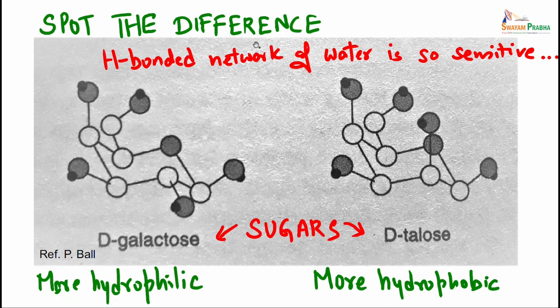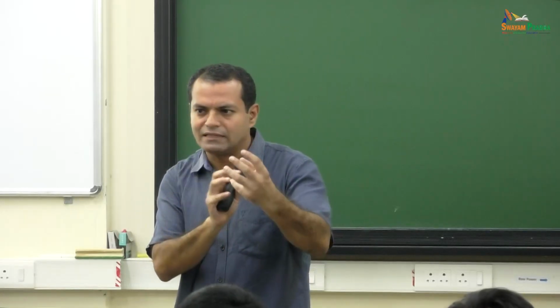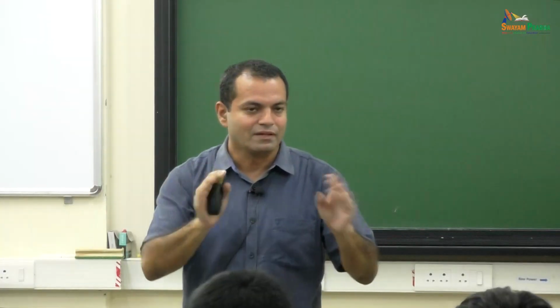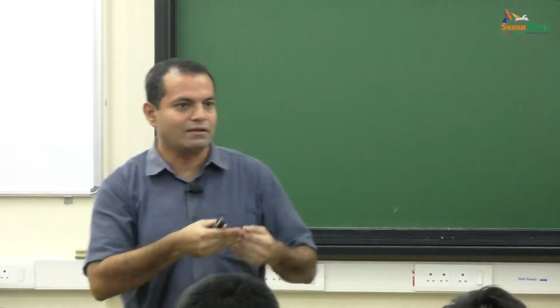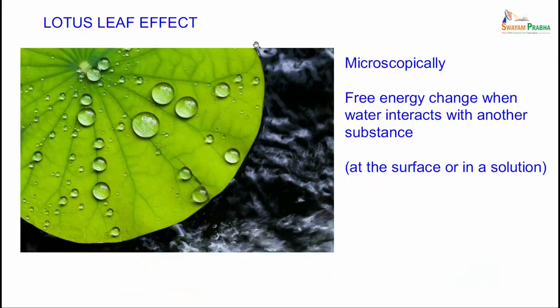Just this tiny difference in their arrangement makes one hydrophilic and the other hydrophobic. That is, the hydrogen bonding network of water is so sensitive. It forms a hydrogen bonding network all around it. In one case, the arrangement is a little different and it likes to repel. It doesn't like the arrangement. In the other case, it is favorable. It forms an easily soluble sugar.